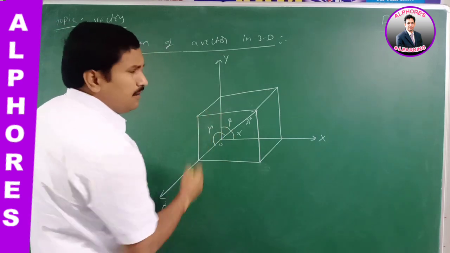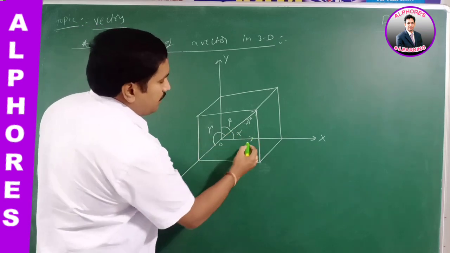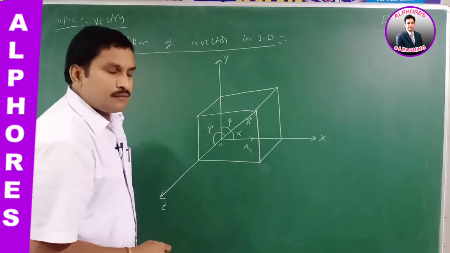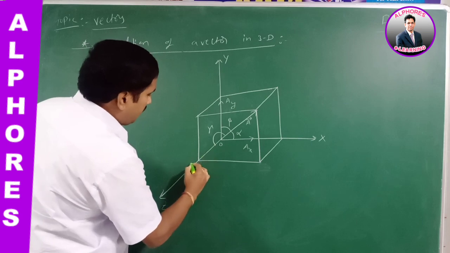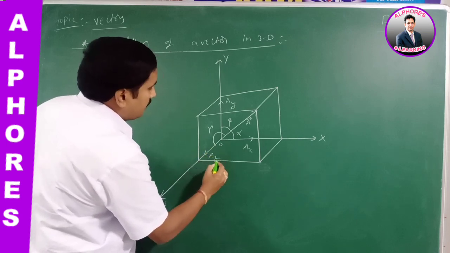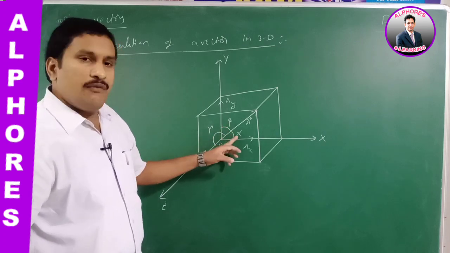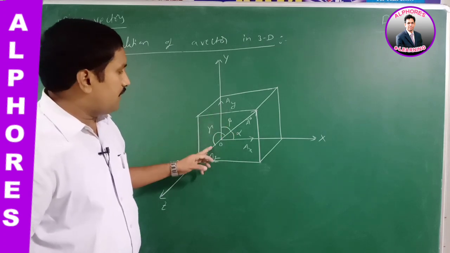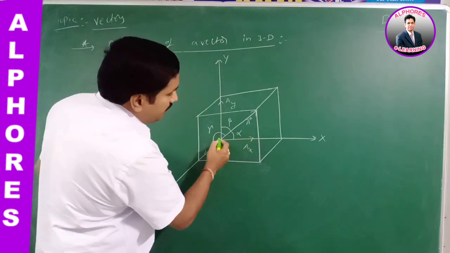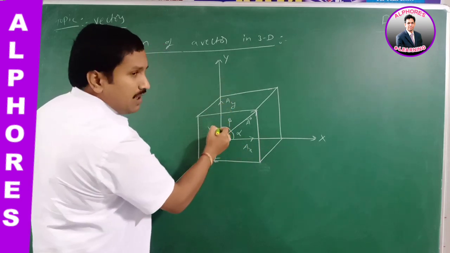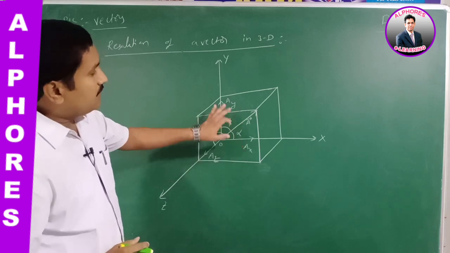Now this a bar vector has actually 3 coordinates. Along x direction I am taking ax, along y direction let us say ay, along z direction I am taking az. So if a vector makes angles alpha, beta, gamma with the x-axis, y-axis and z-axis, it has 3 components: along x-axis ax, along y-axis ay, along z-axis az. Now how to find these values of ax, ay, az?